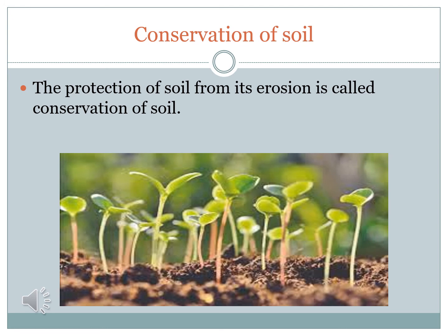Now next is conservation of soil. As we have already studied, soil erosion can remove the topmost fertile layer of the soil. So due to soil erosion, the land becomes unfit for farming or for growing plants. So that land becomes useless. So we need to prevent soil erosion. This protection of soil from its erosion is called conservation of soil.